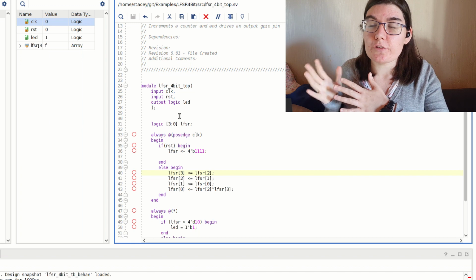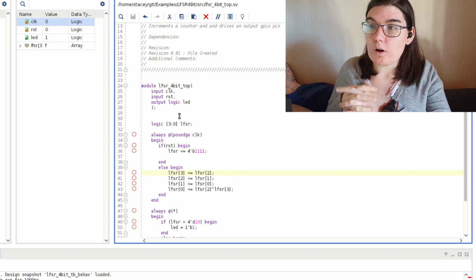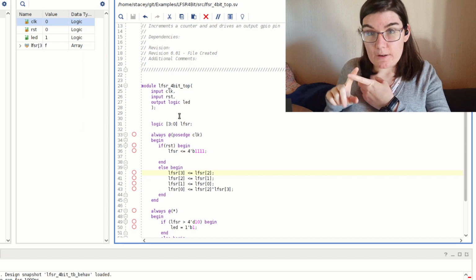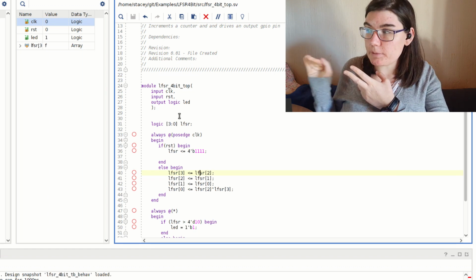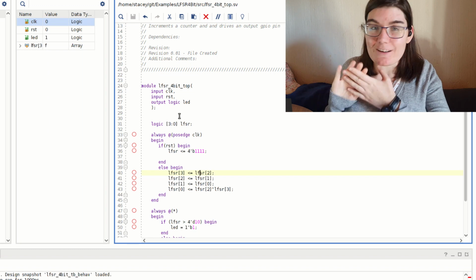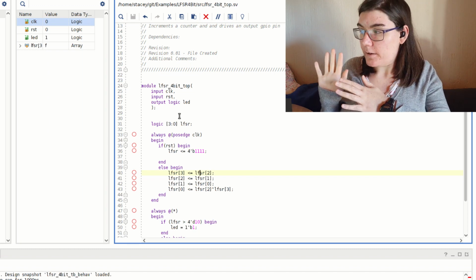So the rules for this synchronous always block are that it must use the non-blocking assignment, arrow equals, and the clock in the top line in the sensitivity list, and no other signals. And then you'll be good.